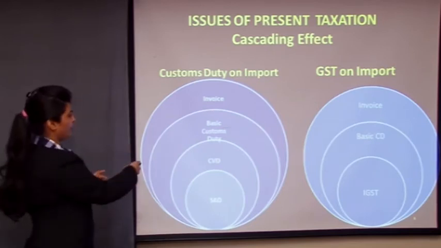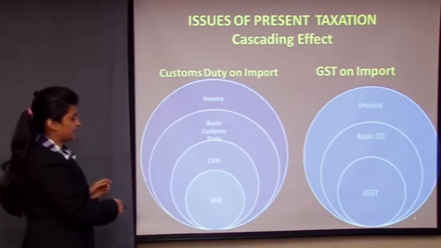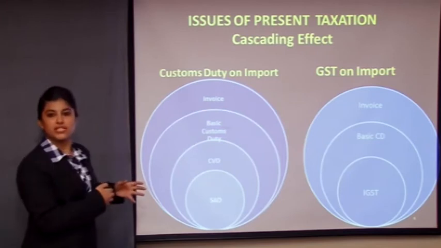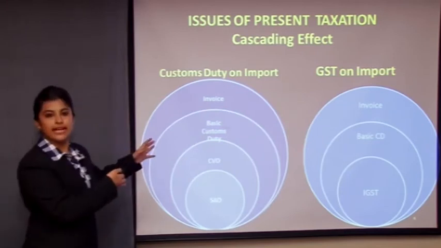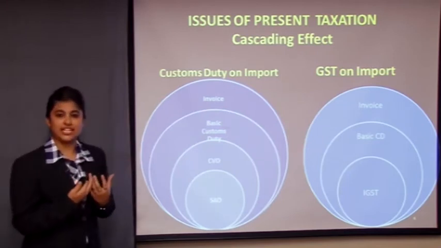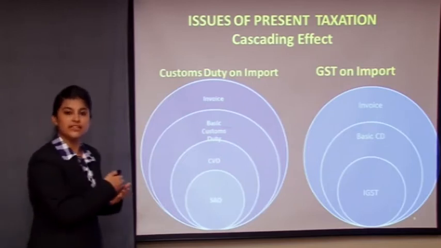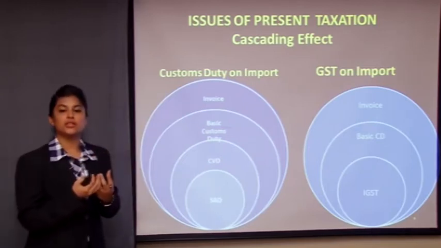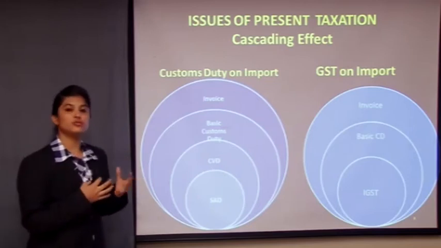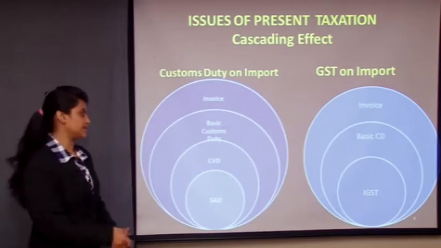So imagine you're paying tax on tax. So double taxation was happening. We used to pay tax on tax, and the burden of taxation was increasing. Because of that reason, the end consumers were also burdened. End consumers also had to pay much more tax.